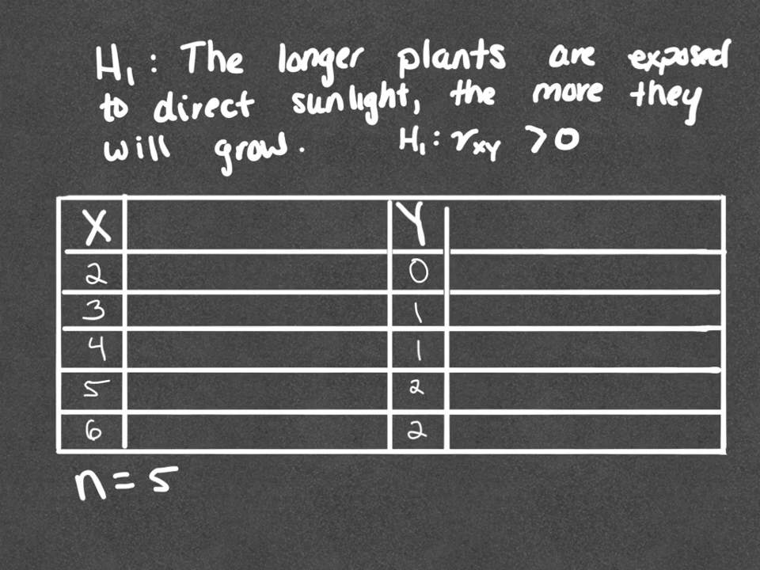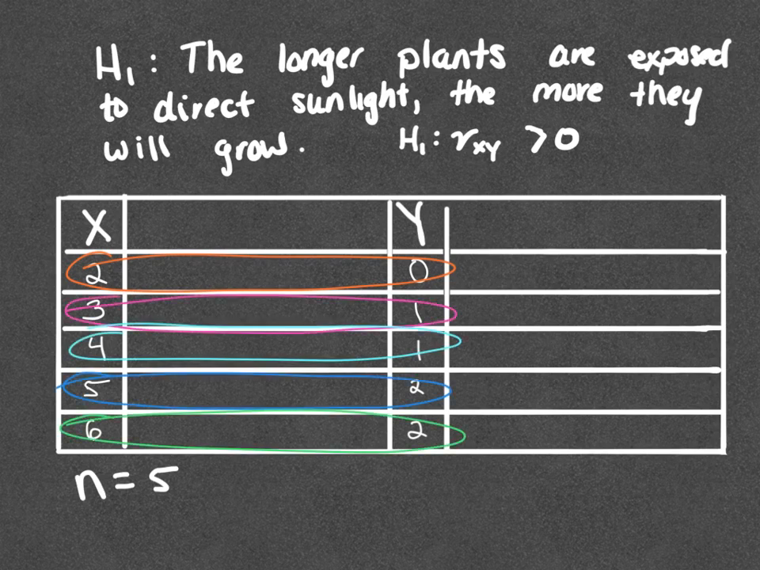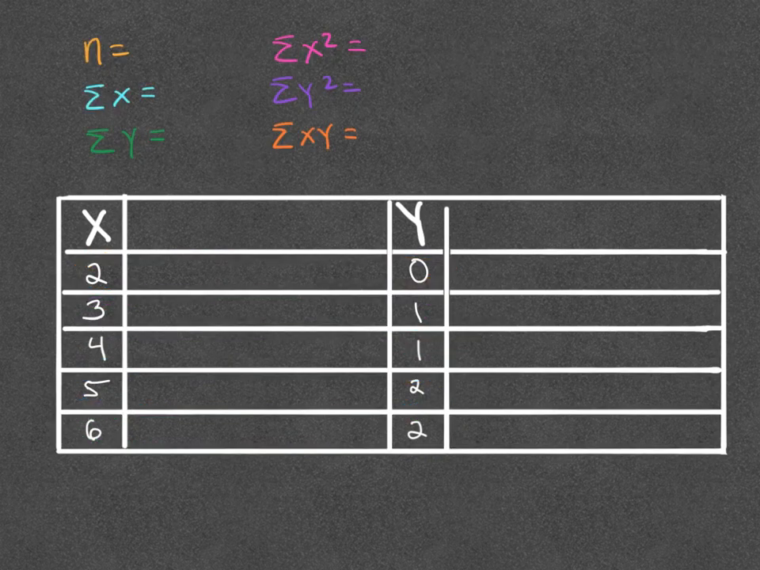So now I have my x data and my y data for each of the 5 plants. It's very important that we keep these data together so the x and y's for each person, or each plant in this case, stay on the same line together. Because if we were to scramble those up, we would end up with a result that is incorrect. Now we're ready to find the 6 pieces for our formula.